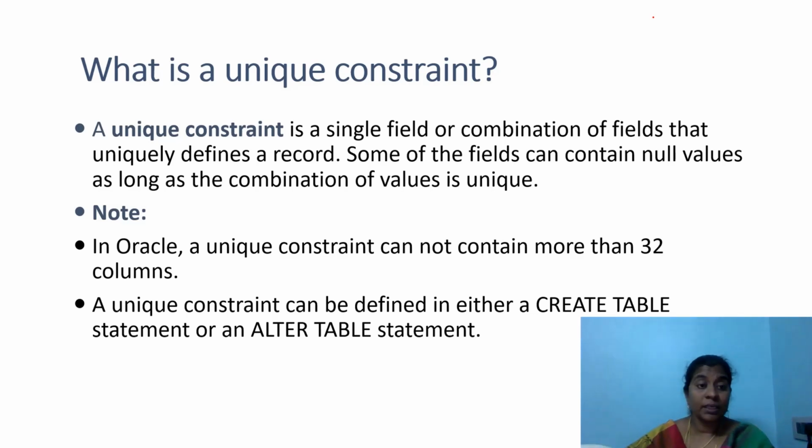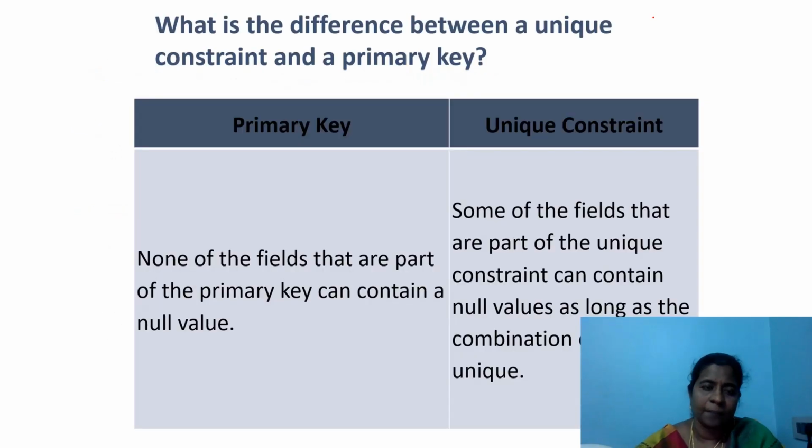And next one is unique constraint. From the name itself you can easily understand that it is a single field or combination of fields that uniquely defines a record. Some of the fields can contain null values as long as the combination of values is unique. In Oracle, a unique constraint cannot contain more than 32 columns. A unique constraint can be defined in either a create table statement or using an alter statement.